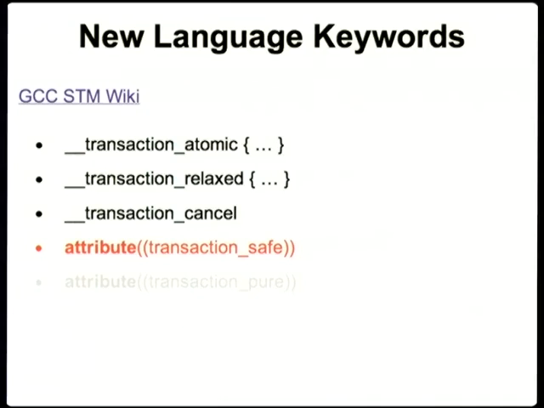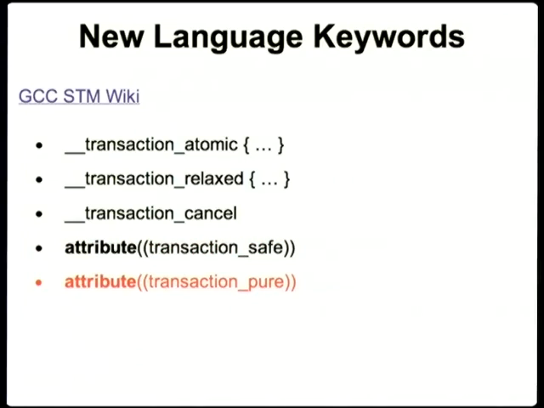Transaction safe says, and there's some cool stuff behind the scenes going on here, this function should be built so that it can be called within transactions. Right? So if I'm writing my insert node into a list routine, I'll mark that as transactionally safe. And then that means the other code that's in the transaction atomic, not relaxed version, can actually call that, and the compiler says, great, you're good to go.